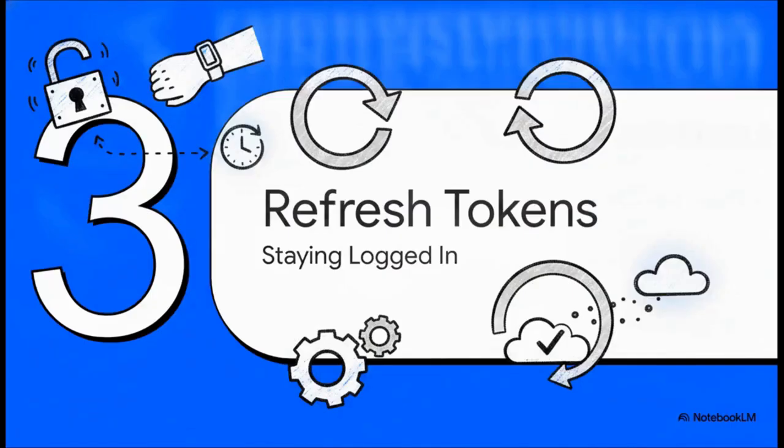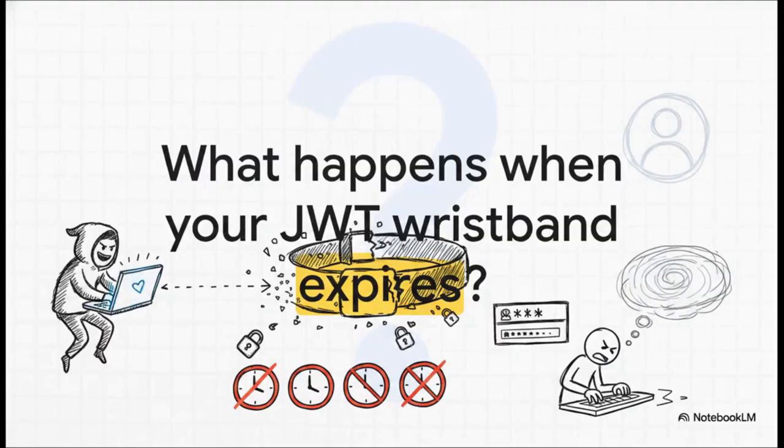Which brings us to section 3, staying logged in with refresh tokens. So, relying entirely on a stateless wristband introduces a pretty massive challenge. What happens when your JWT wristband expires? Because honestly, a forever valid wristband is a massive security risk. If a malicious actor steals your wristband, maybe they hack your browser or intercept your network traffic, and that wristband never expires, they effectively become you forever. They have total indefinite access to your account.